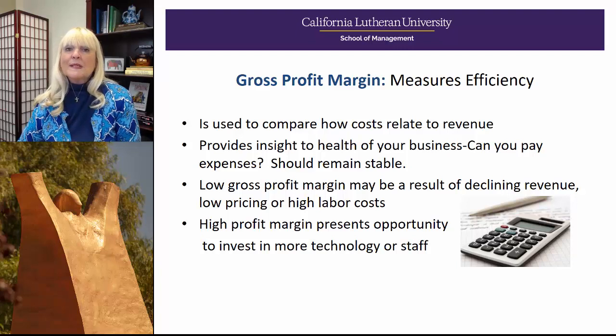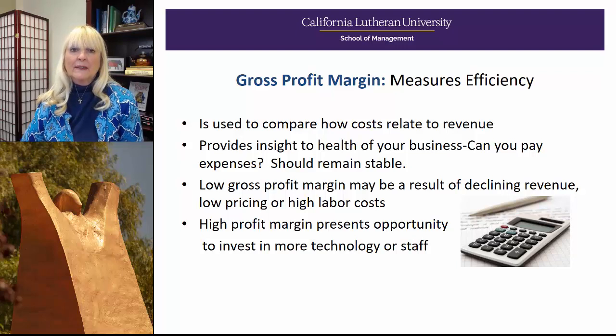Next is gross profit margin. And again, this is to measure your efficiency. You want to look for a profit margin. Ideally, 25% is what is bantered about in the industry right now. And so it's used to compare how costs relate to revenue. So it gives you some insight on, can you pay your expenses? If something happened, if there's a downturn in revenue, can you still make payroll? Can you still keep your practice open and the lights on? That's why you want to have a healthy profit margin.